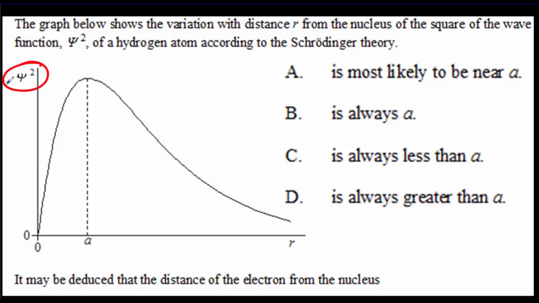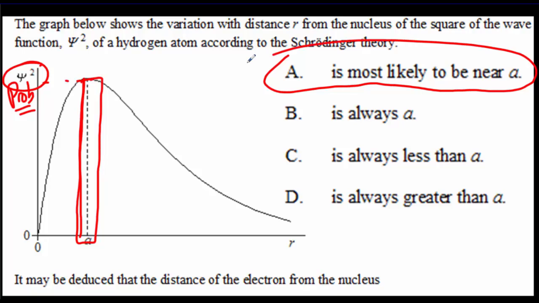So here's phi squared, and it's proportional to the probability. If you search for the electron in here close to A, well, that's where there's a high probability of finding it. So you're most likely to find your electron close to A.